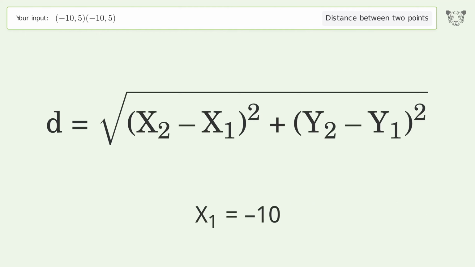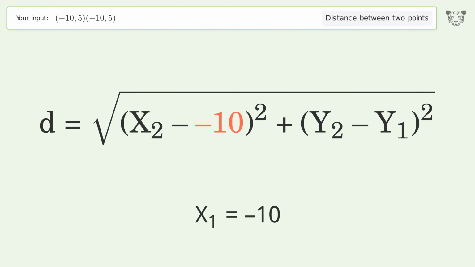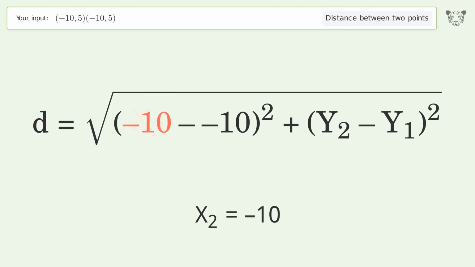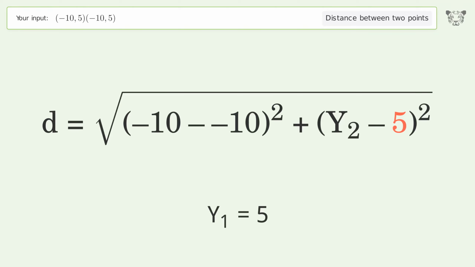x1 equals -10. x2 equals -10. y1 equals 5. y2 equals 5.